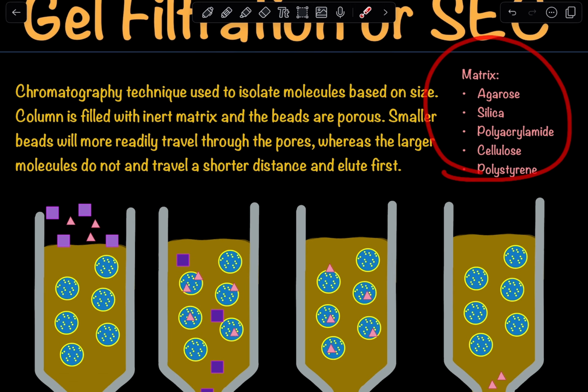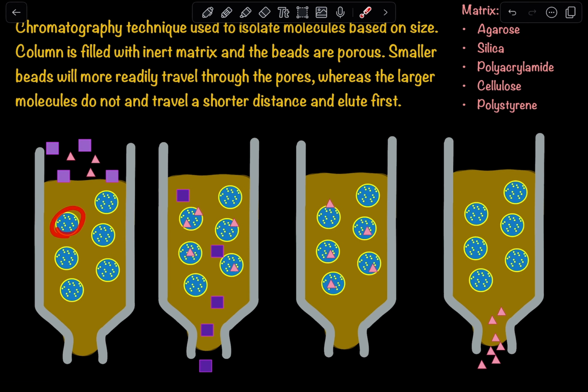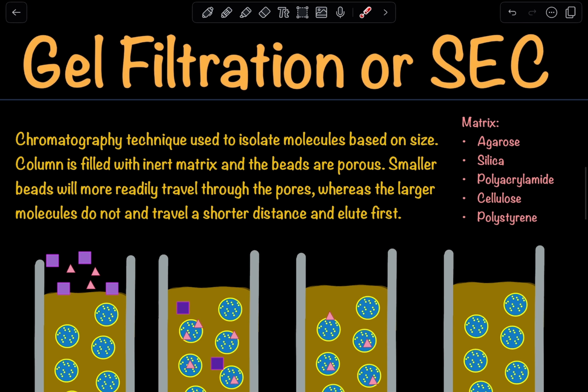You utilize an inert matrix, most commonly agarose, polyacrylamide, or polystyrene, and you have these beads that are porous. Based off of the size of these pores, small molecules will enter and travel a longer distance to overcome compared to the larger molecules, and this is just a chromatography technique that is used to isolate molecules based on their size.